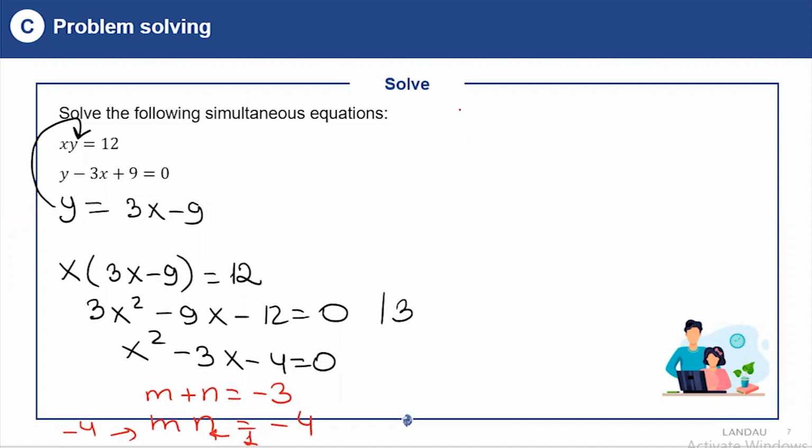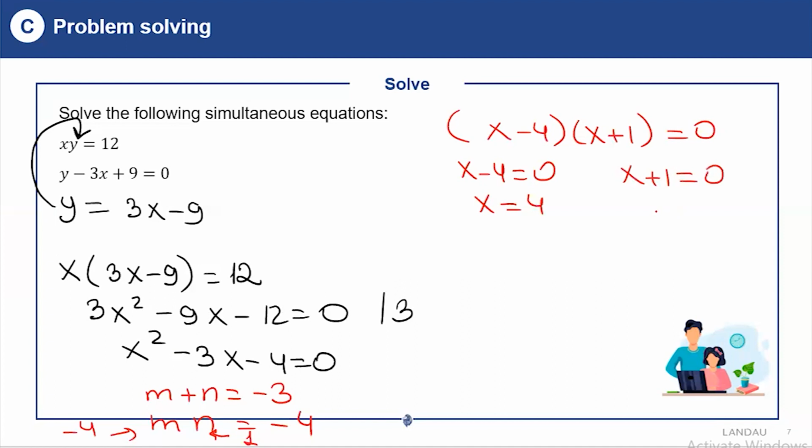(x - 4) multiplied by (x + 1) equals 0. If we want to find x, we will write x - 4 = 0, so x = 4, and x + 1 = 0, so x = -1. So x is ready. Now it's time to find the values of y as well.